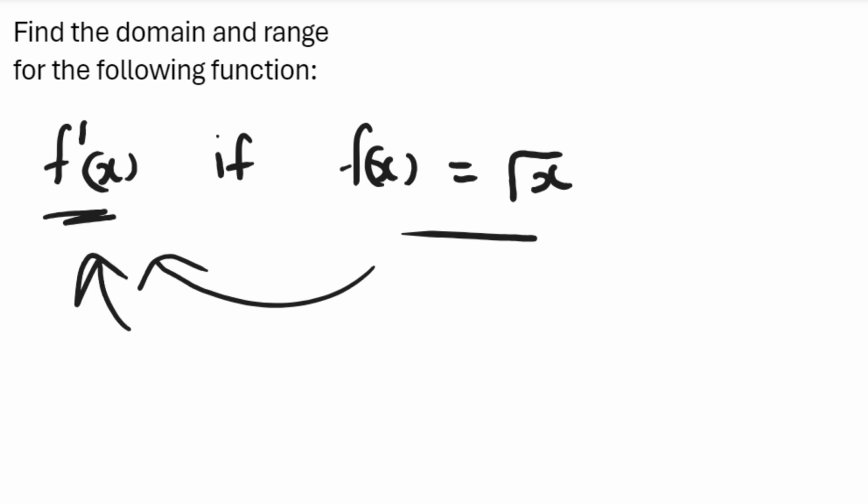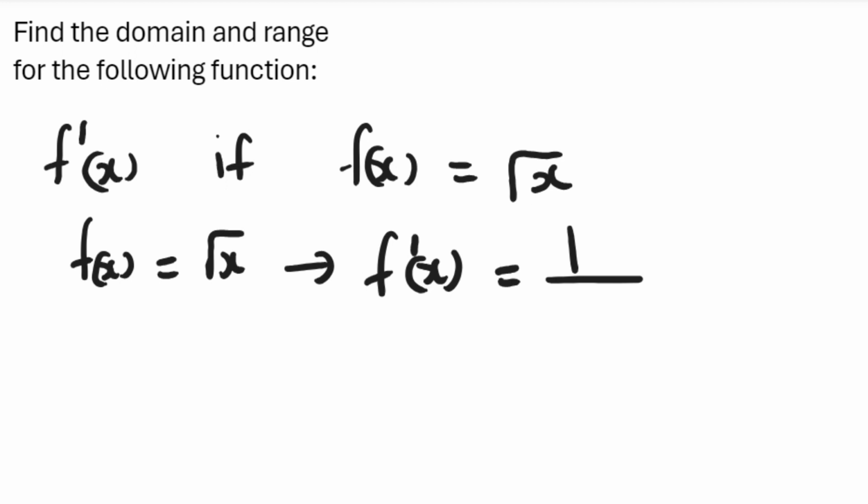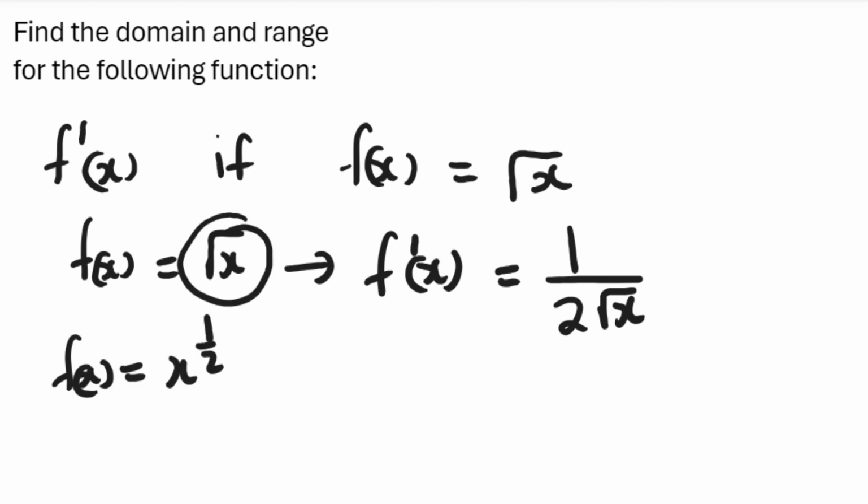Okay, now let's look at it. So we start by saying f of x is going to be the square root of x. This implies that f prime of x is going to be 1 over 2 the square root of x. How do we get that one? We say since f of x is equal to x to the power of 1 over 2, this just simplifies to x to the power of 1 over 2.